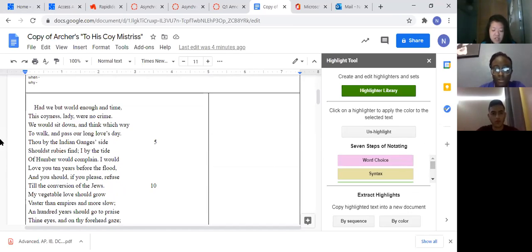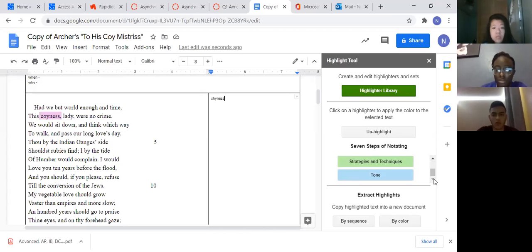All you have to do is, as I'm reading through the poem, then we'll come back and fill in all these other things. As I started, had we but whirled enough in time, this coyness lady were no crime. Ooh, that word coyness. That's important. And then I come over here to word choice, click on it, and there it is. Then you'll come over here and write a definition. Coyness is what? Shyness.